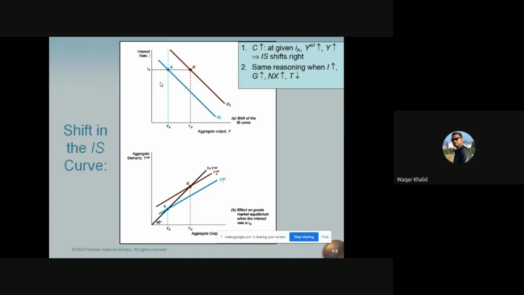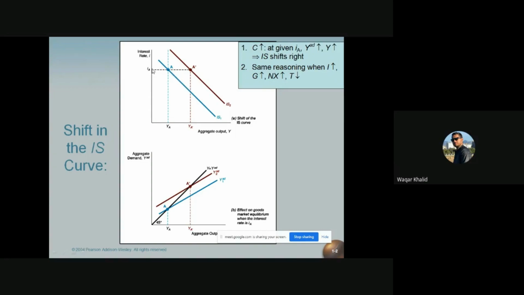Okay, the fifth important factor is changes in net exports unrelated to the interest rate. As with planned investment spending, a change in net exports arising from a change in interest rates merely causes a movement along the IS curve and not a shift. If there is a change in the interest rate, there will be a movement along the IS curve, maybe from point A to point B. If the interest rate decreases from IA to IA dash, we will move from point A to point A dash. This is known as movement along the IS curve.